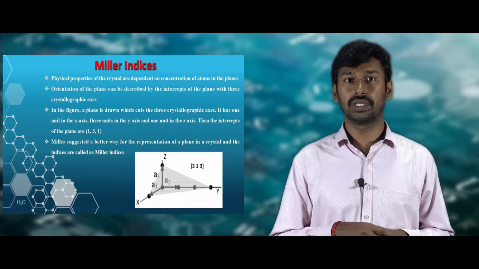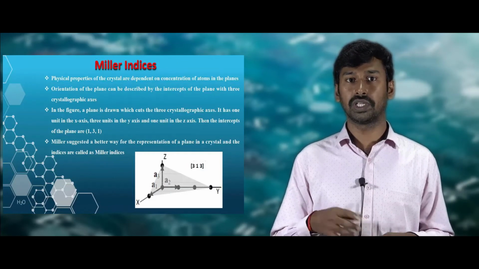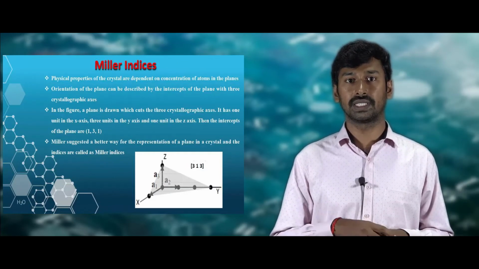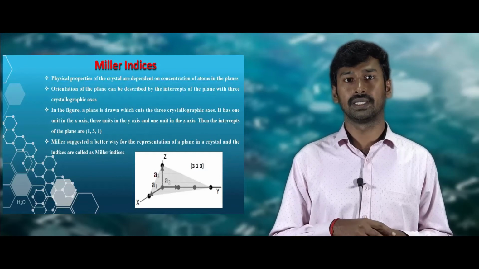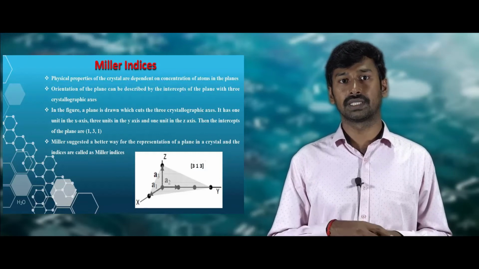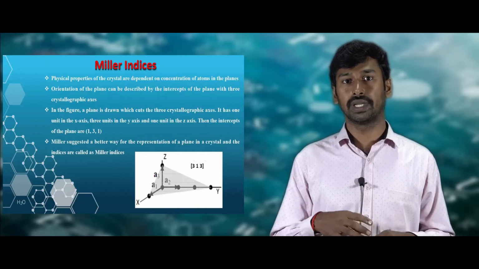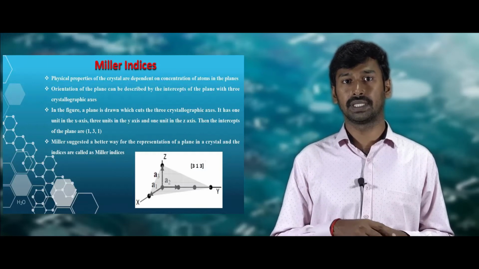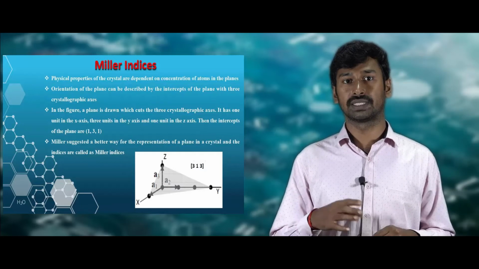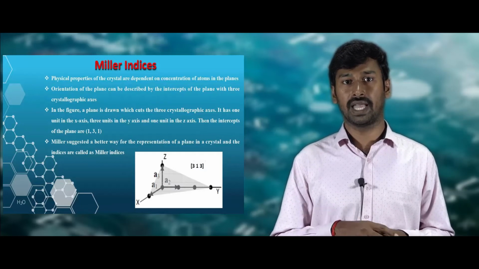Next we are going to see the Miller indices. Before going into the topic, we will discuss the need for Miller indices. The physical properties of crystals depend upon the number of atoms at the planes. The orientation of the planes can be represented by the intercepts of the crystal planes with 3 crystallographic axes.